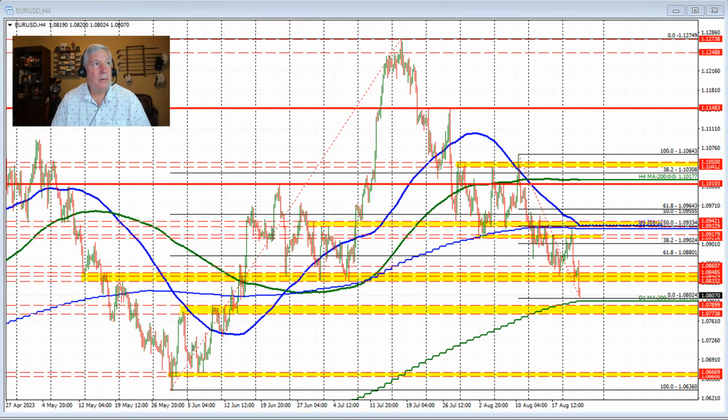This is a Kickstart video for your trading day where I take a look at the euro versus US dollar, the dollar versus yen, and the sterling versus US dollar. So let's get started. I'm going to start by looking at the euro versus US dollar, and this is the 4-hour chart on this currency pair.